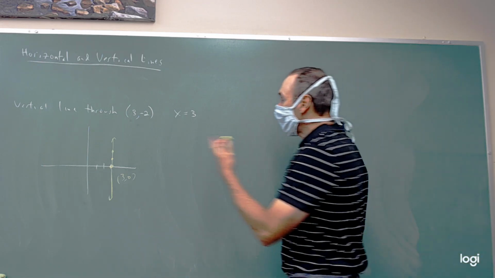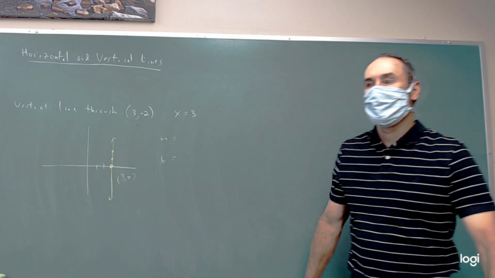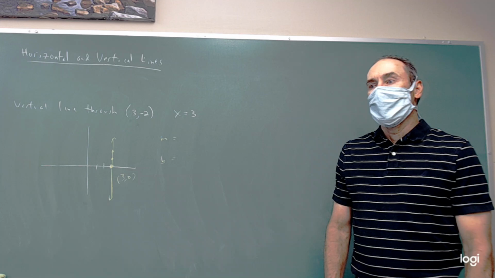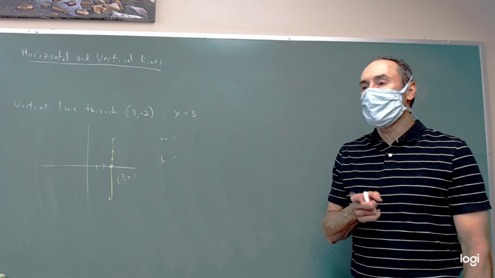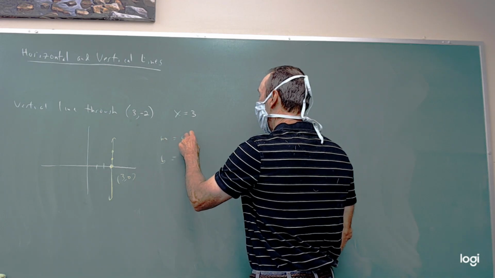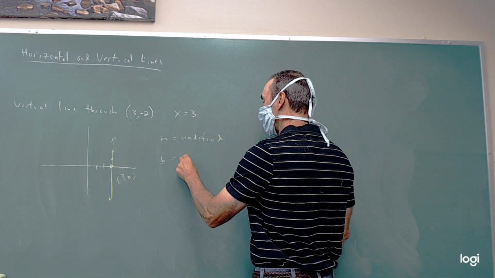So in a vertical line, what is the slope and what is the y-intercept? The slope is undefined. Yeah, this is the one where the slope is undefined. There's only an x-intercept if it's x equals zero. Oh, excellent. So in this case, there isn't one.